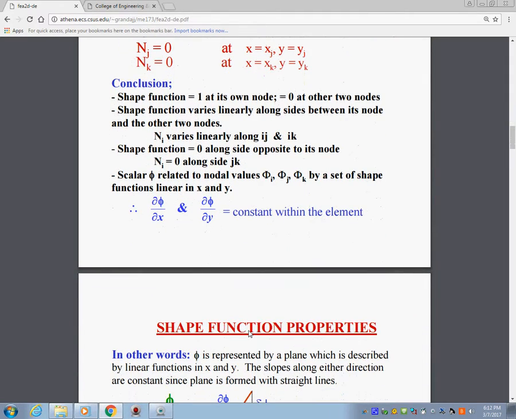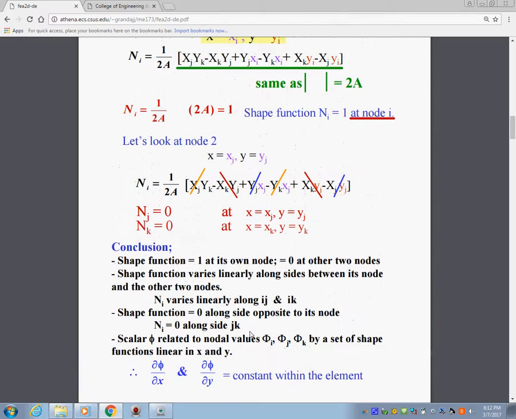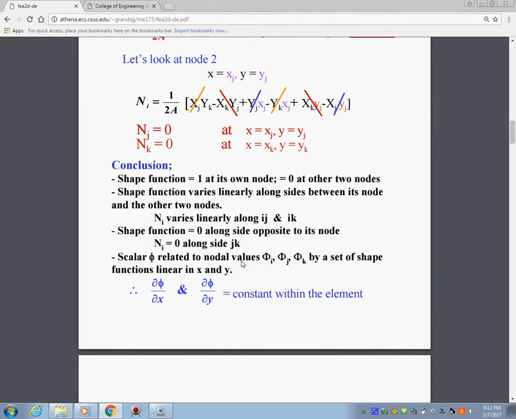Okay, so these are some conclusions we can reach. The shape functions have value 1 at their own nodes and 0 at the other two. The shape functions vary linearly along the sides, and N sub j varies linearly along the sides ij and jk. The shape function is 0 along the side opposite to the node, and N sub i is 0 along the side jk.